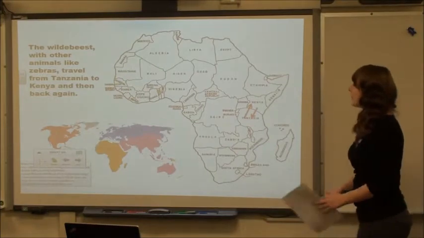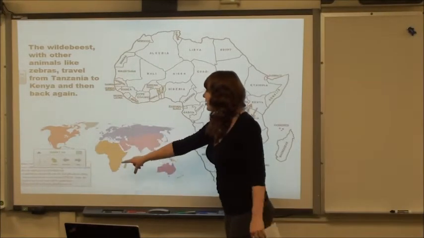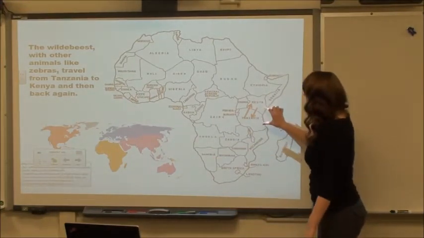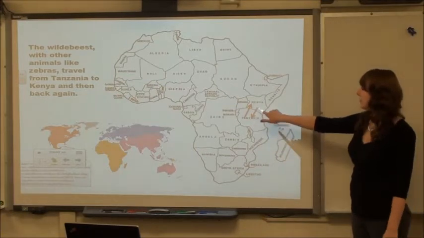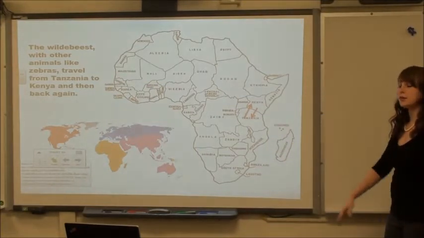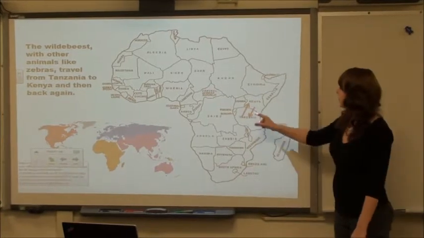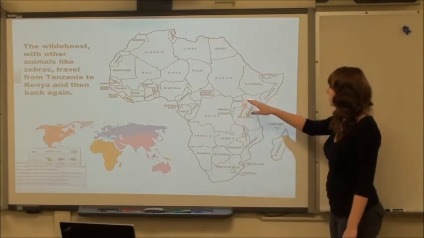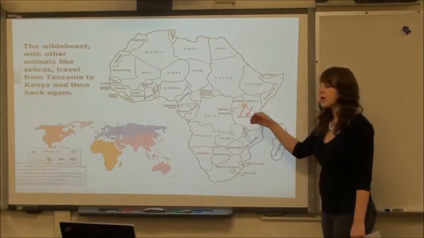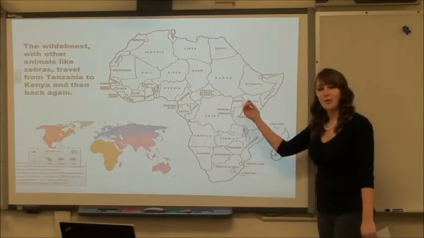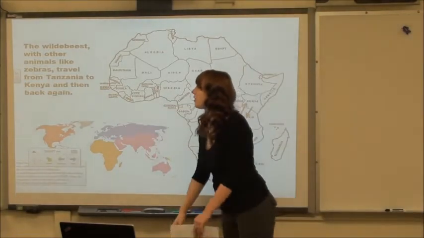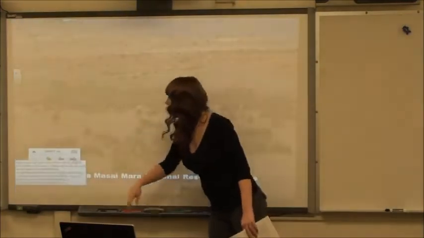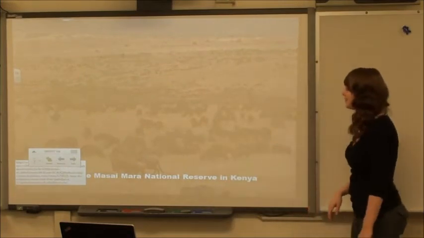So where do they migrate? Well, if you take a look at this world map down here, the orange spot is Africa. It's one of the largest continents. And in Africa there are two countries, Tanzania and Kenya. The wildebeest travel between these two countries all year long. So they go north to Kenya when the grasses dry out in Tanzania, and then they move back down south to Tanzania. So all year long, they really make kind of a clockwise migration. The wildebeest, with other animals like zebra, travel from Tanzania to Kenya and then back again. So it takes a really long time.